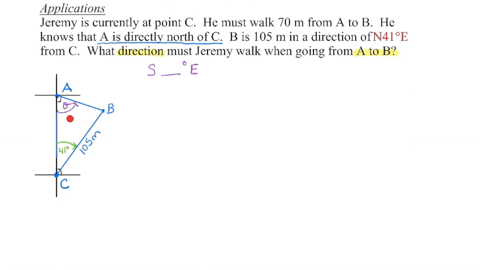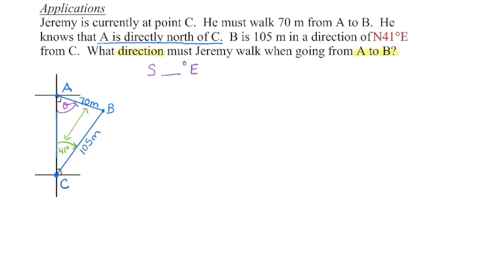Good news is we know the side opposite from it, so I've got that piece of information. We also know that he's going to walk 70 meters from A to B. So I can also go here and fill in, this is 70 meters from A to B, and that then gives me this other pair of opposites that I need to use the sine law.